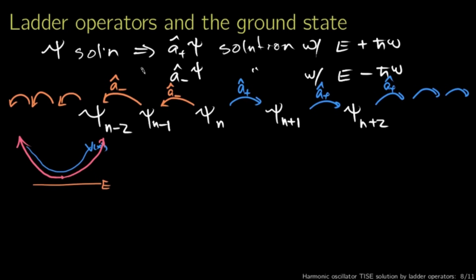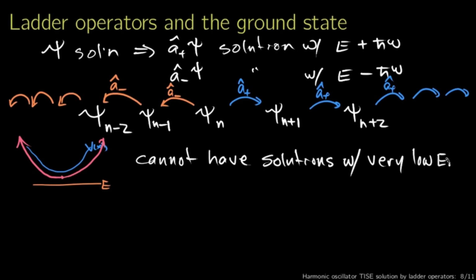What that means is that I cannot have solutions with very low energy. What that means is that if I apply this lowering operator over and over and over again, sooner or later, I have to get something that I can no longer apply the lowering operator to. Something will no longer give me a meaningful solution. And it turns out the best way of thinking about that is there is some wave function such that A minus acting on that wave function is equal to 0. If we have a state like this, this will be our lowest energy state, and I'll call it psi sub 0.